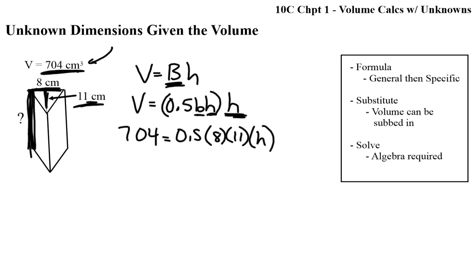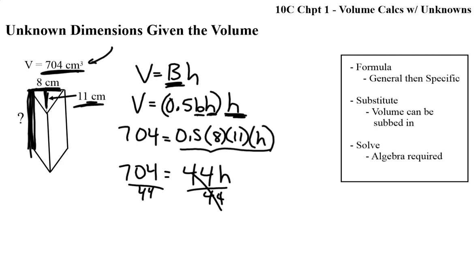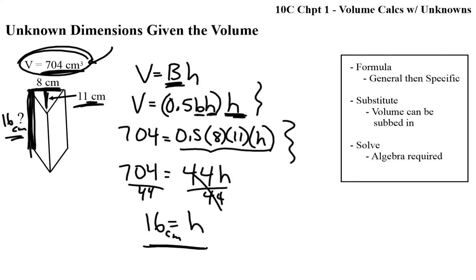What can we do to solve? Multiply what you can. 704 equals half times 8 times 11, which is 44, and we still have times h. How do we get h by itself? We divide by 44. So 704 divided by 44, we get 16 equal to h, and that would be centimeters. The height of this prism is 16 centimeters. It's nice. Formulas aren't as big. Little bit of algebra still. Just know that the volume can be substituted in.